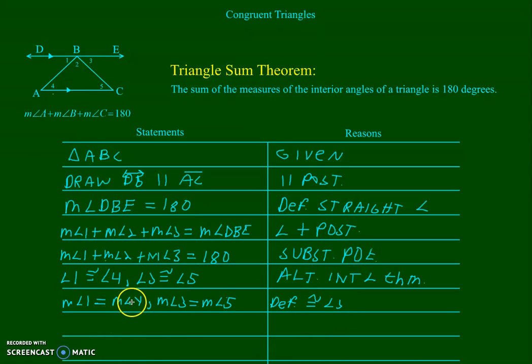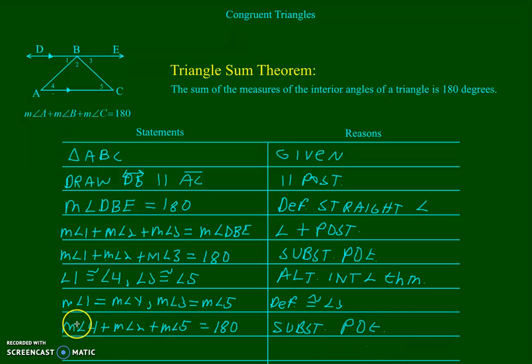And now we can see that since the measure of angle 1 equals the measure of angle 4, we can replace angle 1 with angle 4. And since 3 equals 5, we can replace 3 with 5. So we can say the measure of angle 4 plus the measure of angle 2 plus the measure of angle 5 equals 180. And that is, again, the substitution property of equality.